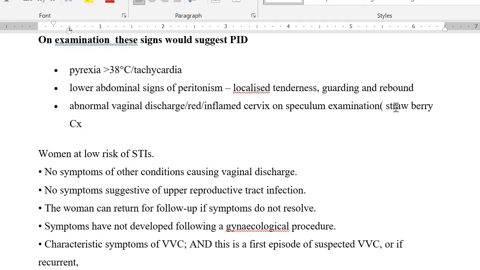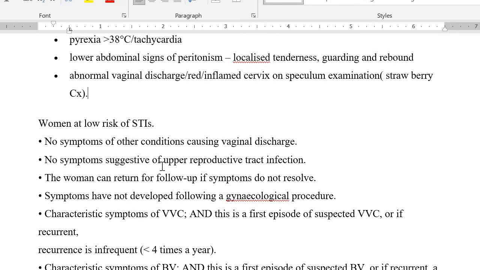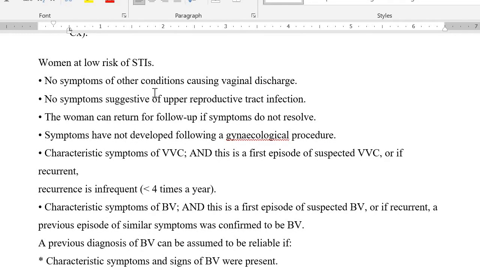Trichomonas vaginalis. Okay, I asked you these questions because they are relevant. Women who are at low risk of STIs will have no symptoms of other conditions causing vaginal discharge, no symptoms suggestive of upper reproductive tract infections, and they can return for follow-up if symptoms don't resolve. Symptoms have not developed following a gynecological procedure, so this is low risk.